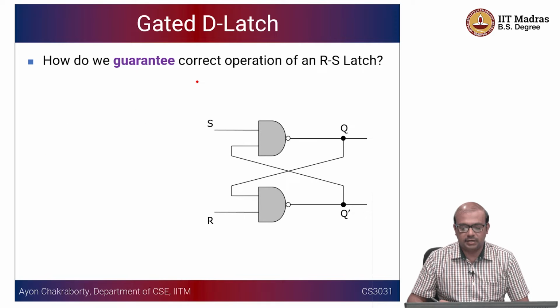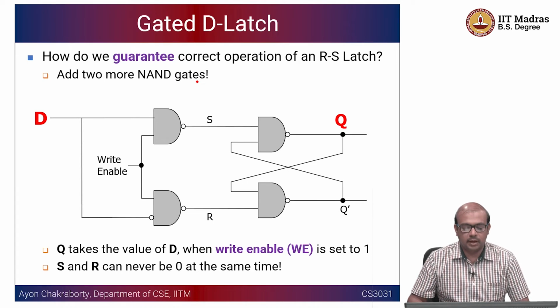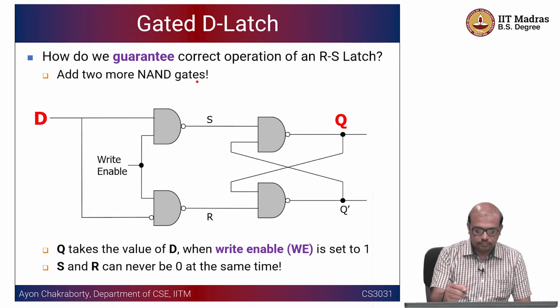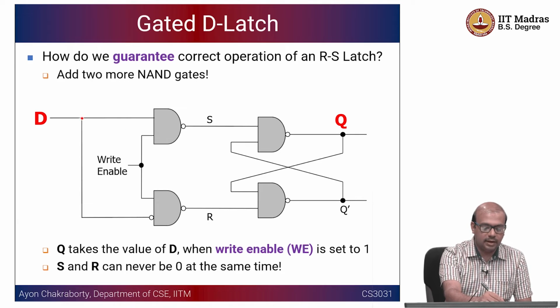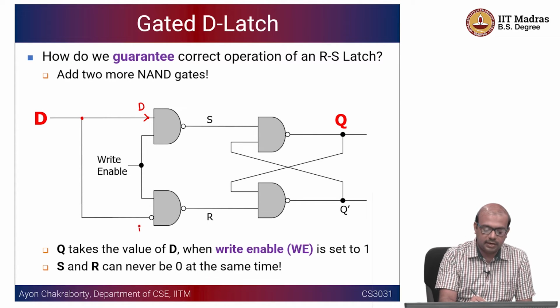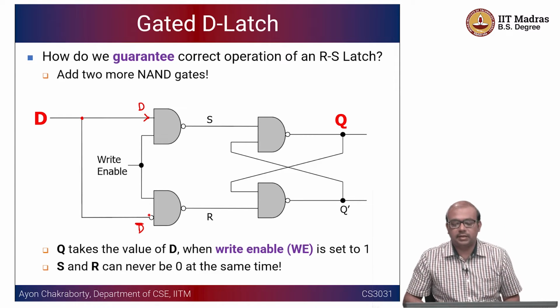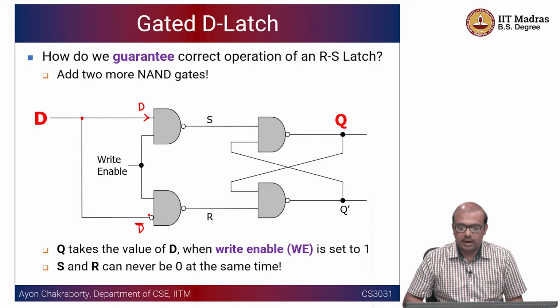So how is this going to look? It will look like this. We want to add two more NAND gates, and as you can see, whatever value of D we are trying to provide here is provided as D as it is, whereas there is an inversion here, this is D bar. Automatically this is going to mandate that S and R take opposite logic levels.